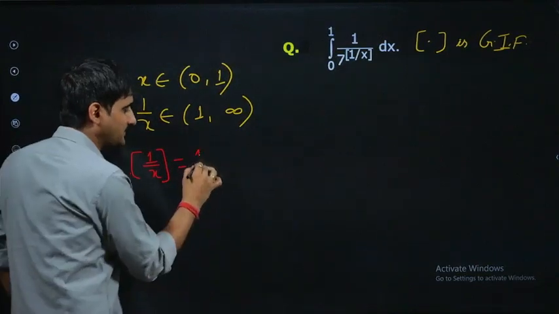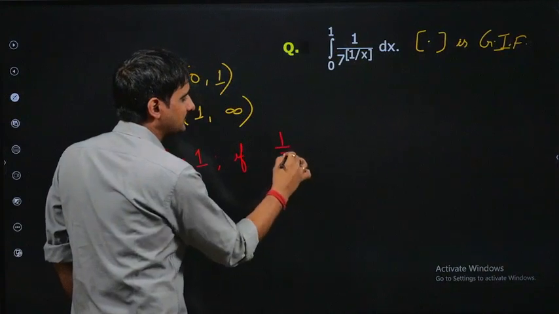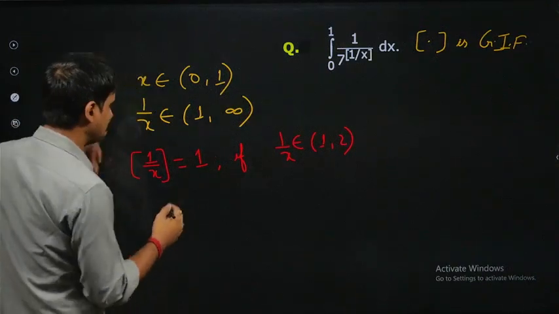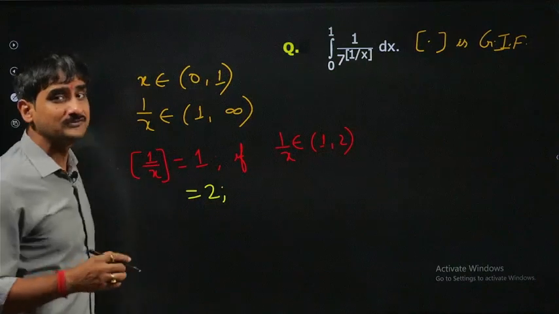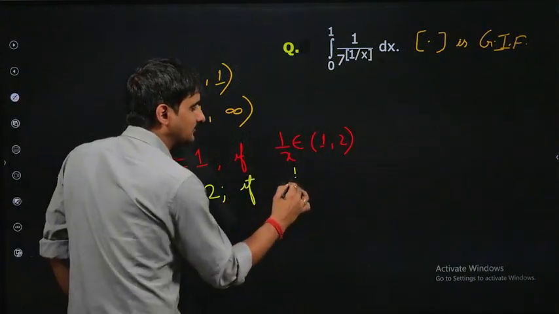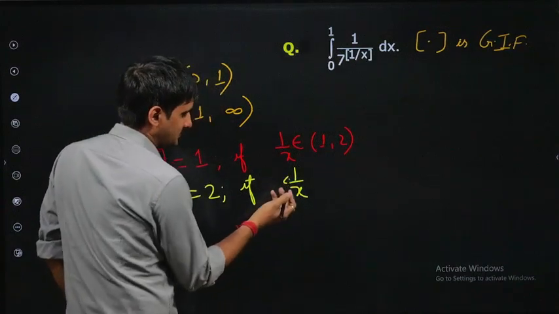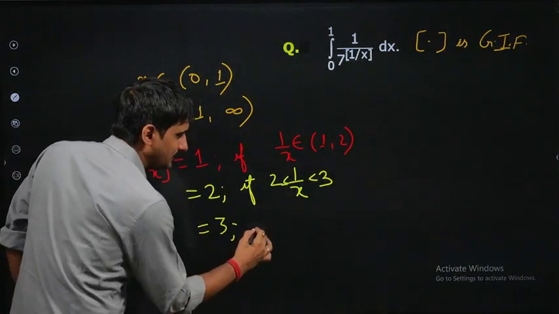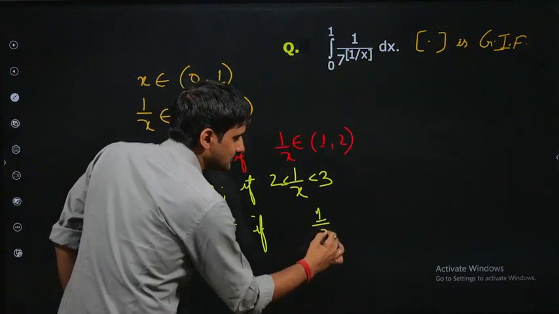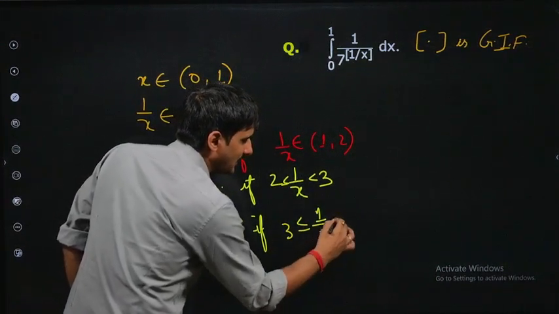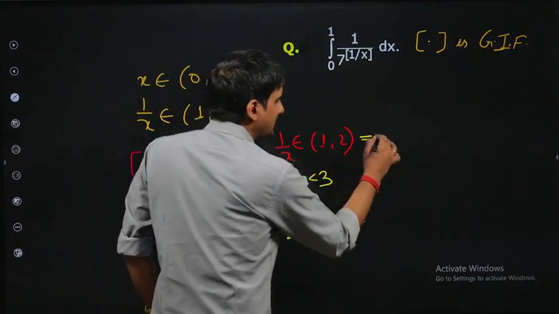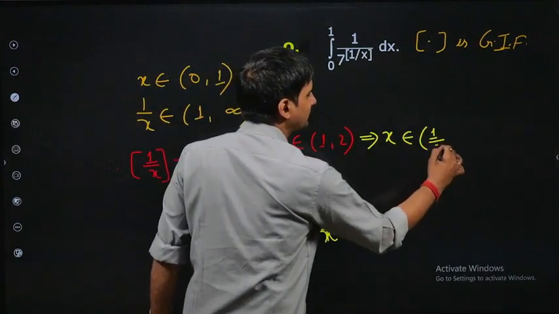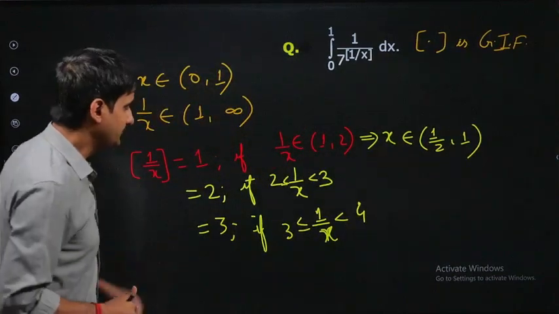what will that be? That will be 1 if 1 by x goes from 1 to 2. All of you agree or not? Similarly, greatest integer of 1 by x will be 2 if 1 by x is greater than or equal to 2, less than 3. Similarly, it's 3 if 1 by x lies between 3 and 4. Now if 1 by x lies between 1 to 2, doesn't that mean x belongs to 1 by 2 to 1, since x is positive?